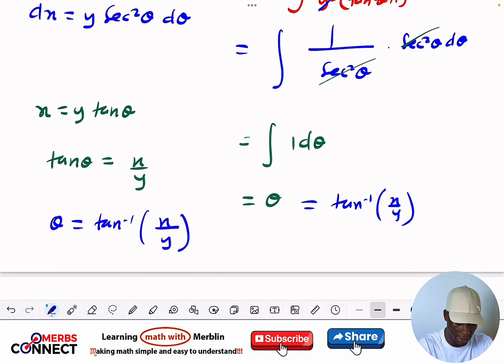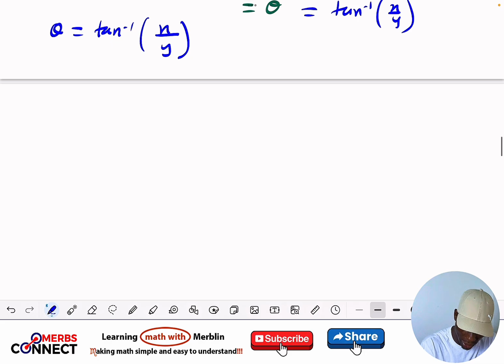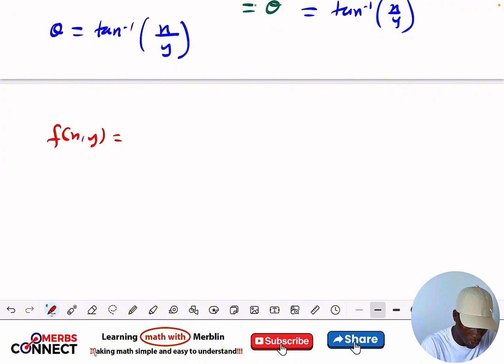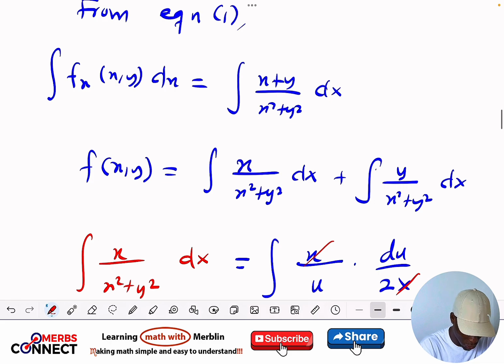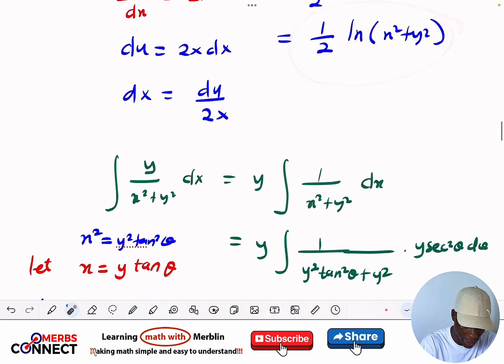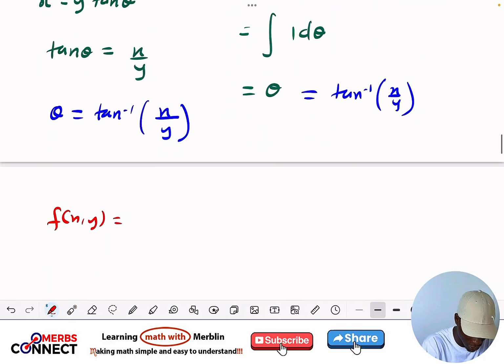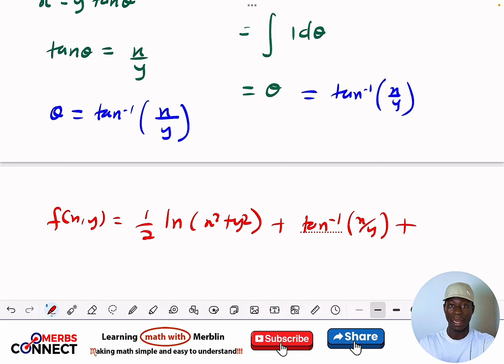So now let's combine the integration together. Now combining the integration together, we are going to have something like this. So now we have f of x, y to be equal to, so what was the first one? This one was equal to this, right? The first integration we had this, and the second integration is what we had there. So our f is going to be 1 divided by 2, the natural log of x squared plus y squared, plus the last one that we had here, which is tan inverse of x over y, plus, now, we need to add a constant to it, right?